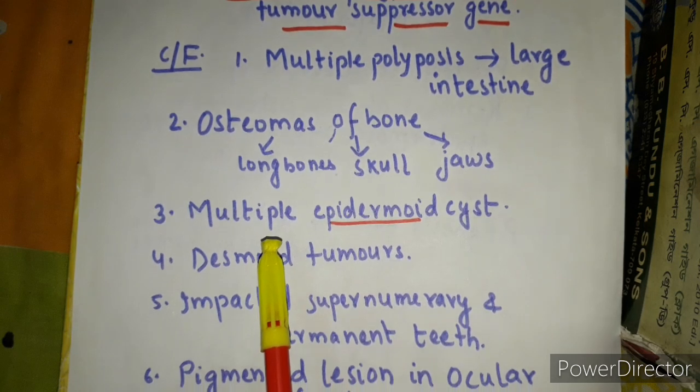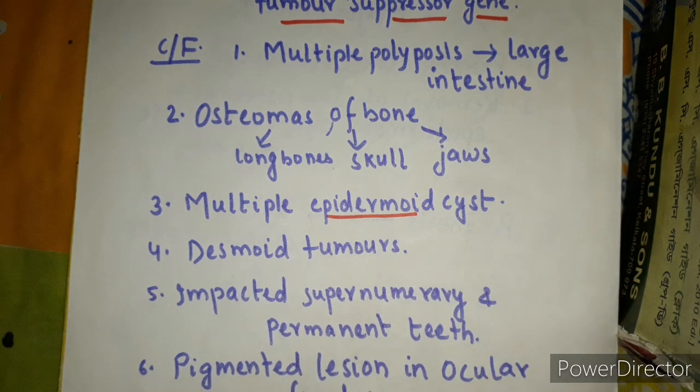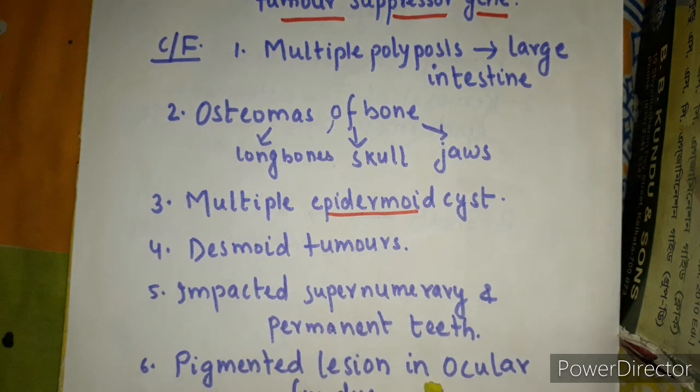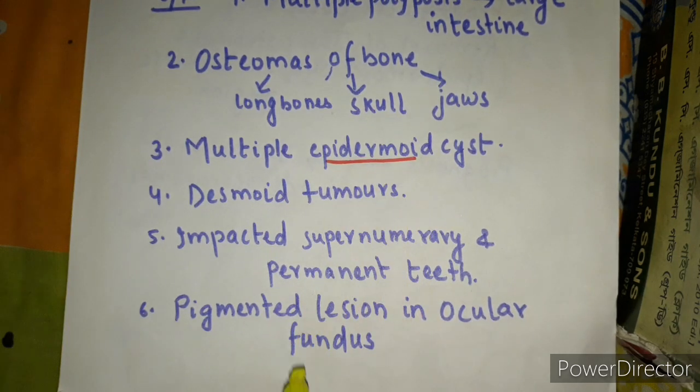A very important point of Gardner syndrome is there will be pigmented lesions in the ocular fundus. Means there will be pigmented lesions in the eye fundus, and it is a very important point. So here we can see a pigmented lesion in the ocular fundus.